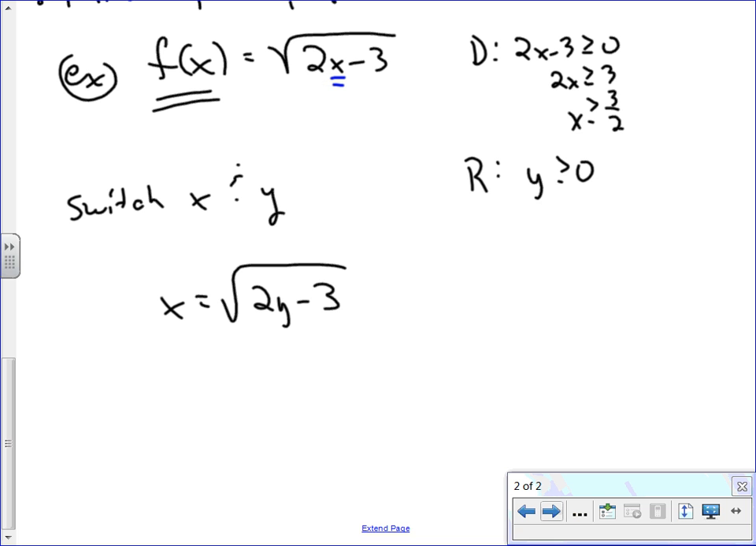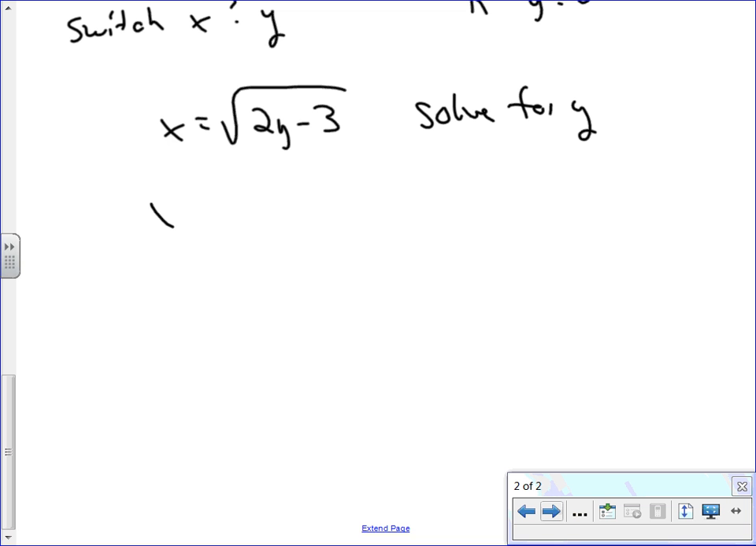Just like every point switches, we're going to say every x and every y switches. And then after you do that, you solve for y. Square both sides. And 3. Divide by 2.